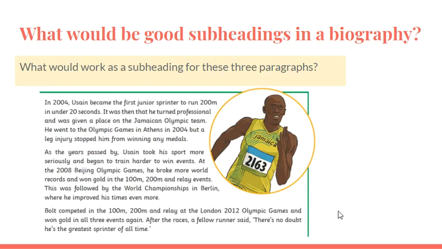In 2004, Usain became the first junior sprinter to run 200 metres in under 20 seconds. It was then that he turned professional and was given a place on the Jamaican Olympic team. He went to the Olympic Games in Athens in 2004, but a leg injury stopped him from winning any medals. As the years passed by, Usain took his sport more seriously and began to train harder to win events. At the 2008 Beijing Olympic Games, he broke more world records and won gold in the 100, 200 metres and relay events. This was followed by the World Championships in Berlin, where he improved his times even more. Bolt competed in the 100 metres, 200 metres and relay at the London 2012 Olympic Games and won gold in all three events again. After the races, a fellow runner said there's no doubt he's the greatest sprinter of all time.